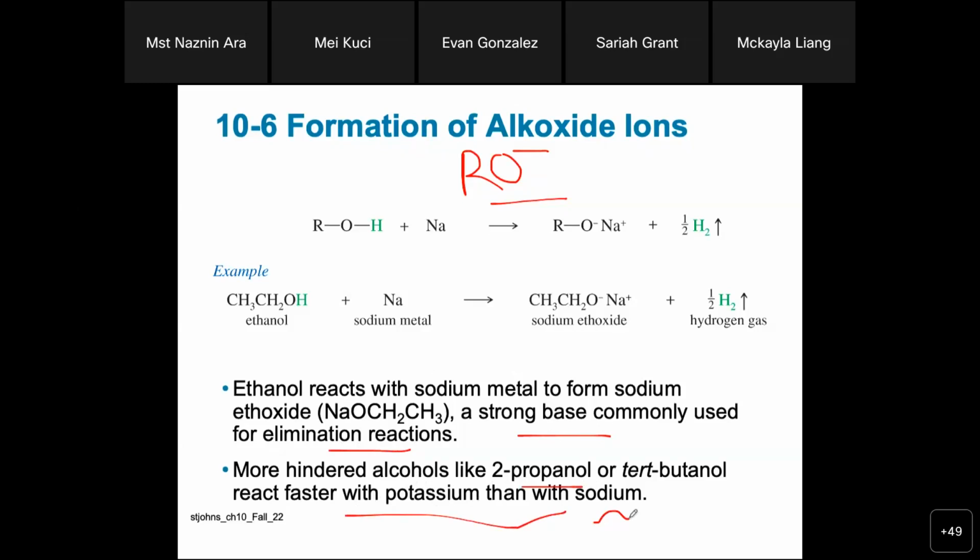sodium. So here we have some characteristics. In that case, you can see that not only sodium, but potassium also can react and form the alkoxide ions, and in that case potassium works faster if you have an alcohol like propanol or butanol than sodium.